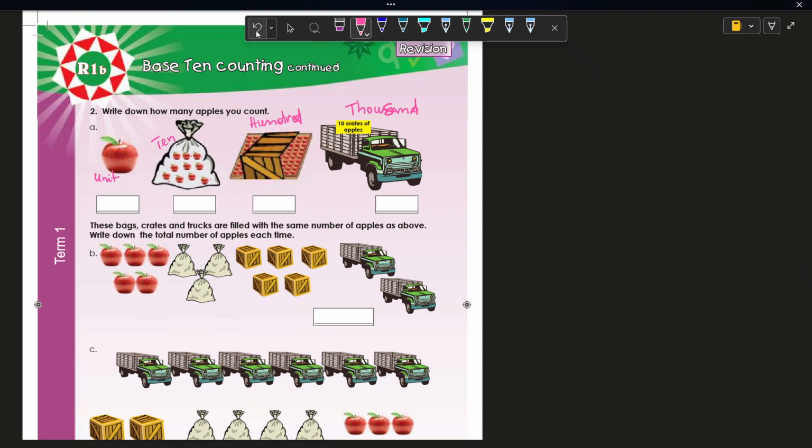Let me just go back to write properly. So that is 1,000. Great. So let's recapitulate quickly. So first we've got the unit, a single apple, and then whenever we see a bag, we must know we've got 10 apples. Then the next, when we see a crate, we must know we have 100 apples in there. And whenever we see this lorry, we know we've got 1,000.